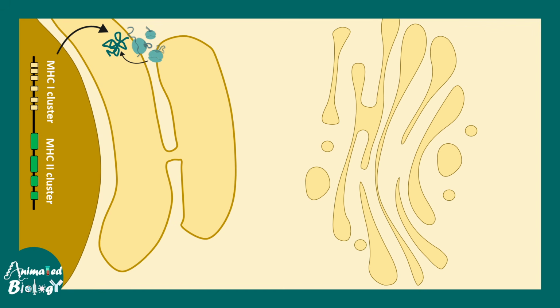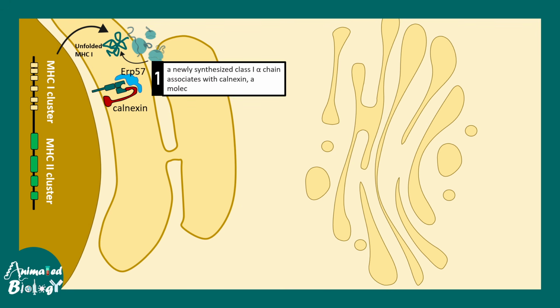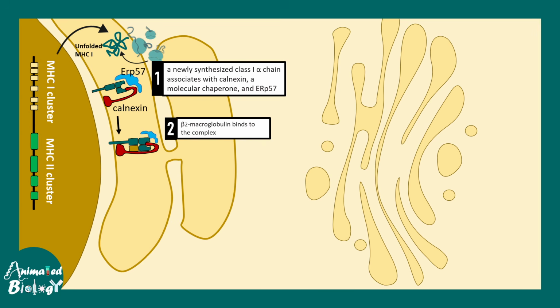What you're looking at right now is the class 1 MHC molecule alpha chain. It would eventually be folded with the help of chaperones like calnexin. There are also other molecules like ERP57, which would form the disulfide bonds in these class 1 MHC molecules. So they take part in the initial folding process of the class 1 MHC molecule. After the alpha chain is folded, the beta 2 microglobulin would attach to this complex.